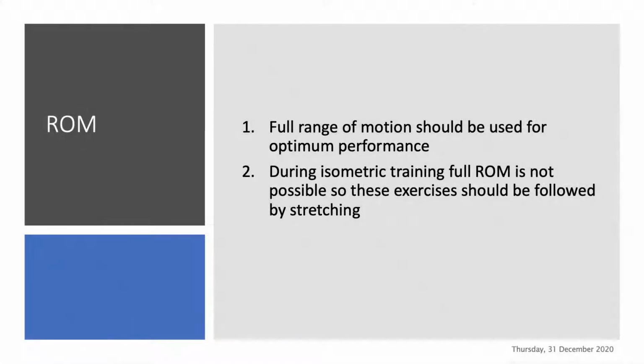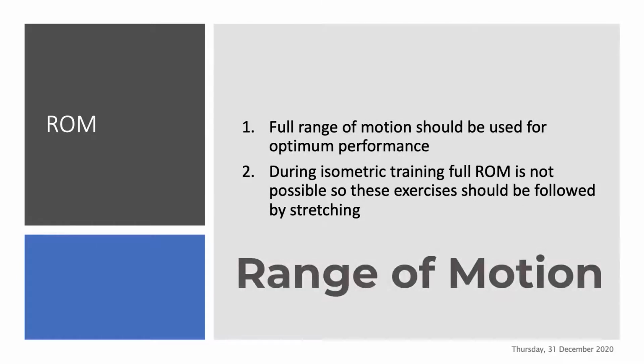You would have heard Caspar talk about ROAM. Now, ROAM is an acronym for range of motion. So, of course, to get optimum performance, we have to use a full range of motion. So if we're going to work at isotonics, we work in the full range of motion with resistance.